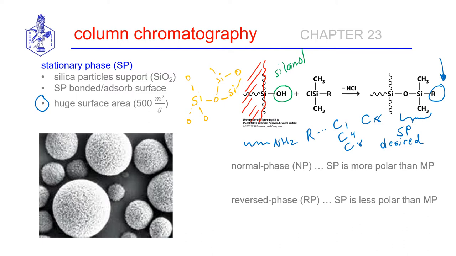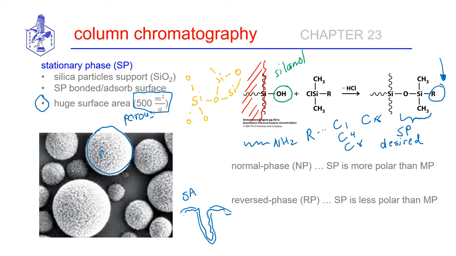So illustrated here is an electron micrograph of silica particles, and they are porous. They have a pore structure. So you've got these spherical particles, but as you can see, we have pores. So the surface area is not just the outer surface area, but we also have all this inner surface area within the pores. And that's where we get to this huge area within which there can be interaction of our species and our sample with the stationary phase material.